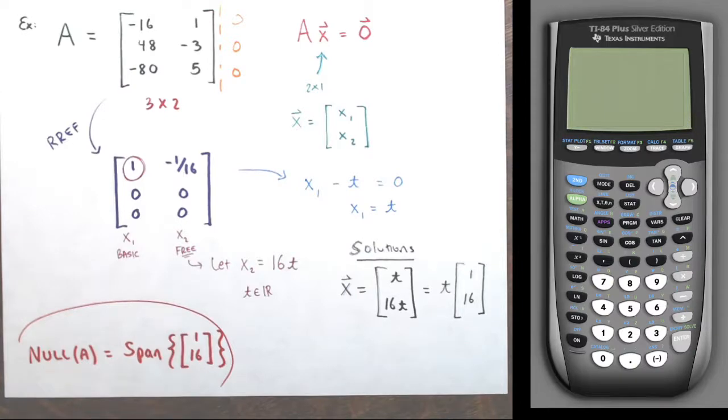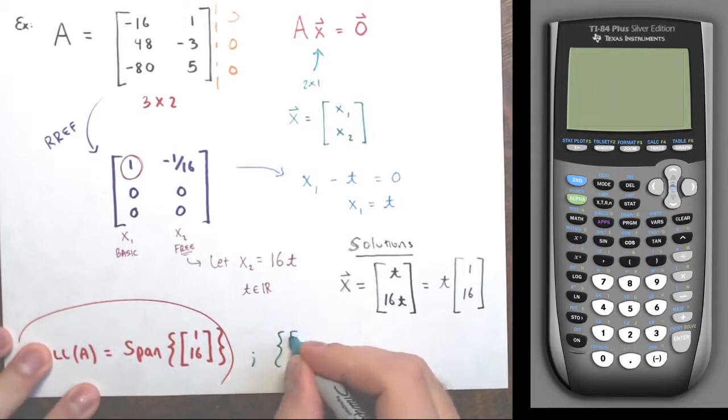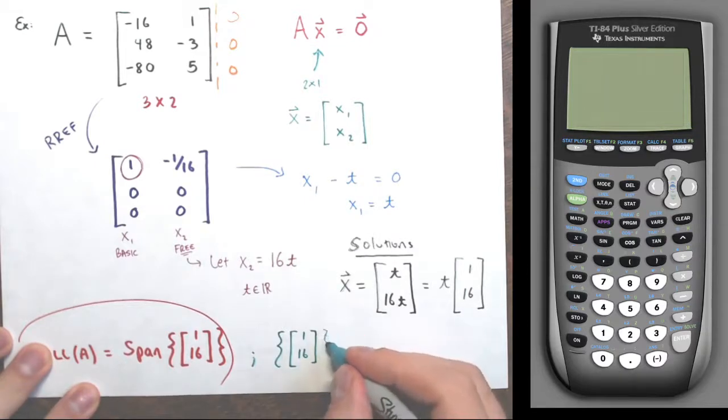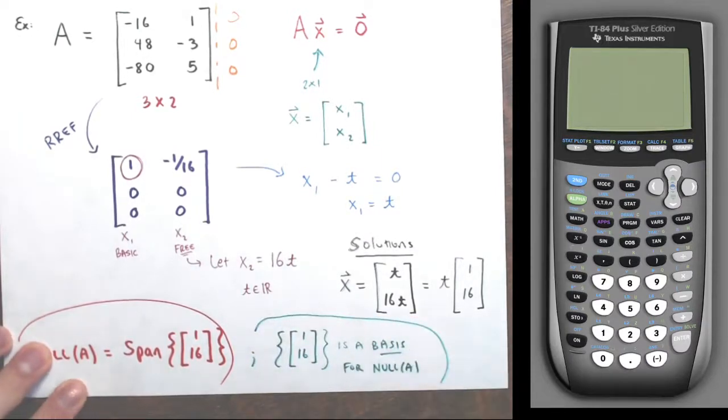Because I feel like I did everything correctly. And then this set with just the single vector is a basis. The set with just the vector (1, 16) in it, that's a nice building block for this null space. This is a basis for the null space of A. Great.